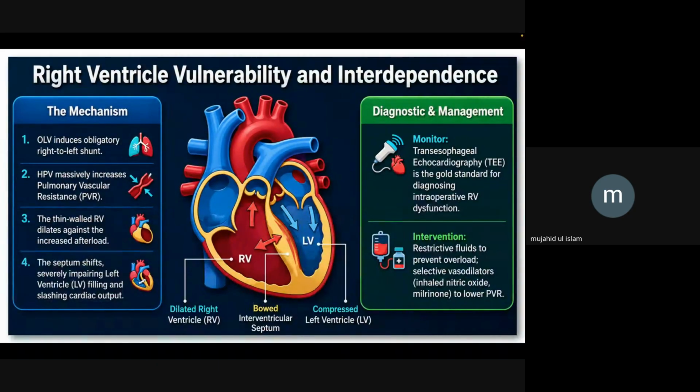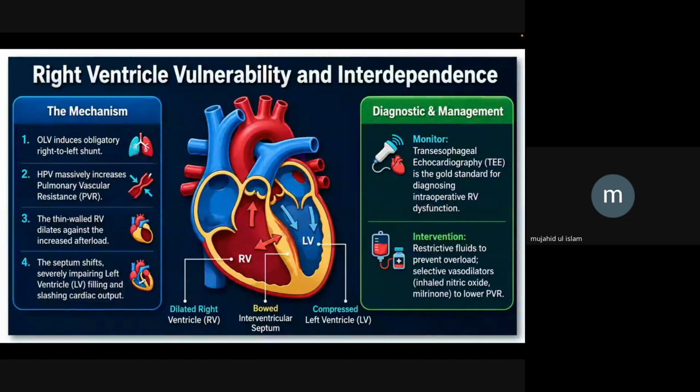The right ventricle is particularly vulnerable during one lung ventilation. One lung ventilation creates a right to left shunt, and hypoxic pulmonary vasoconstriction increases pulmonary vascular resistance, raising the RV afterload. The thin-walled RV may dilate, causing the interventricular septum to shift toward the left ventricle. This reduces left ventricular filling and cardiac output, leading to hypotension.